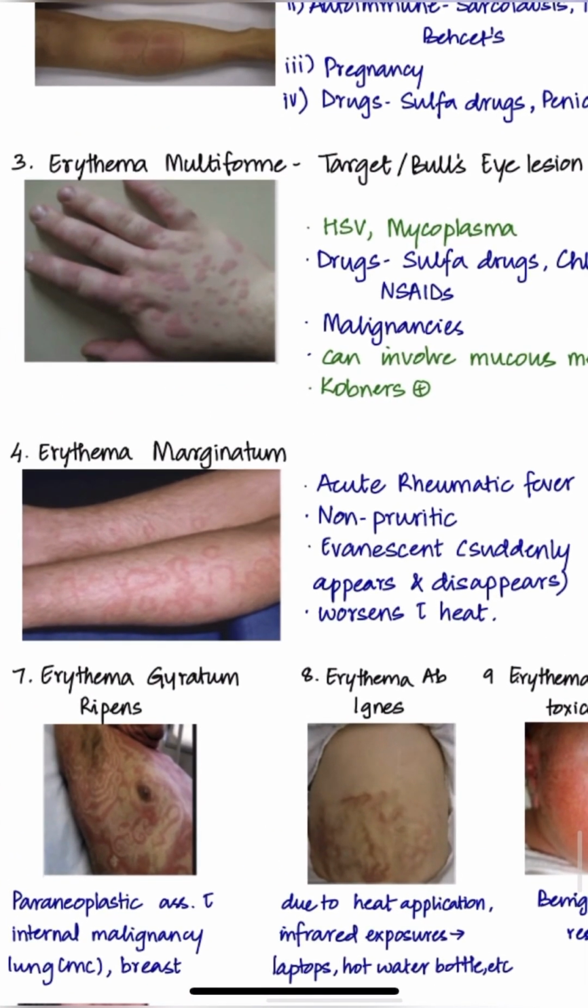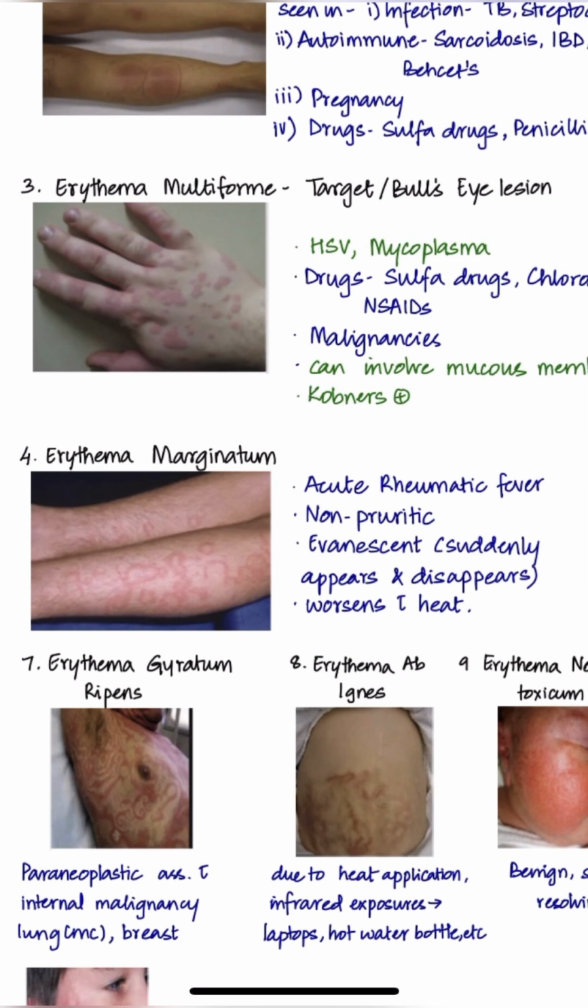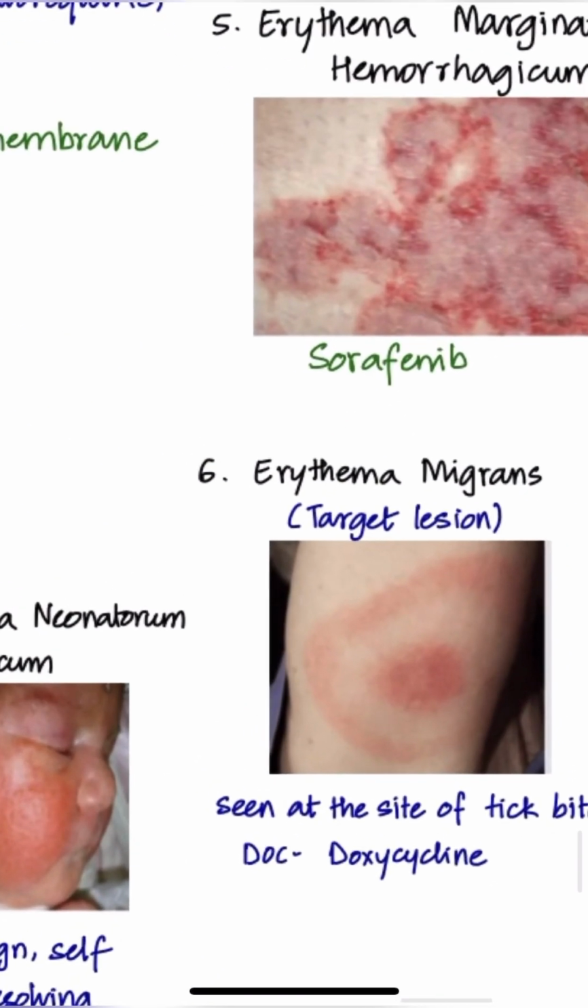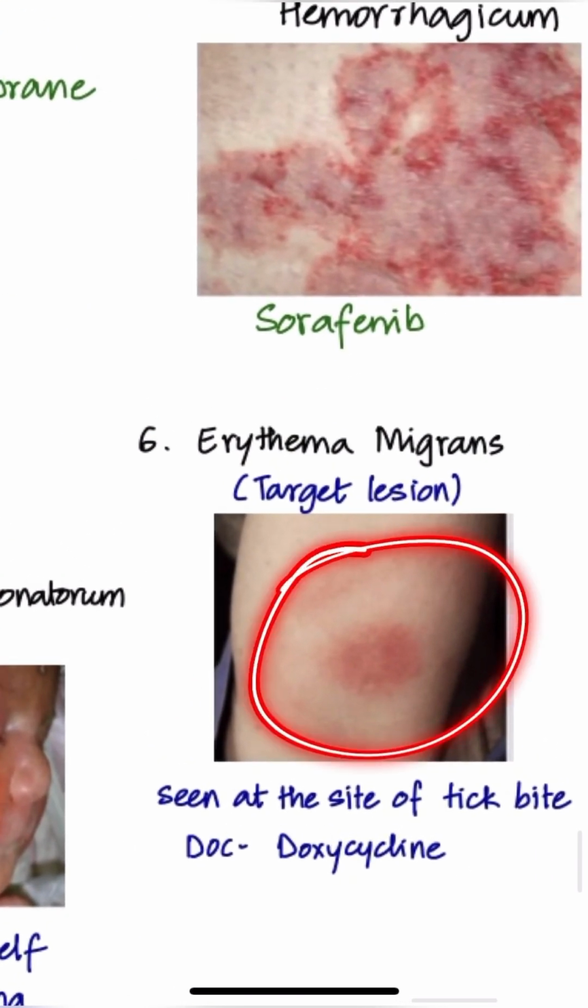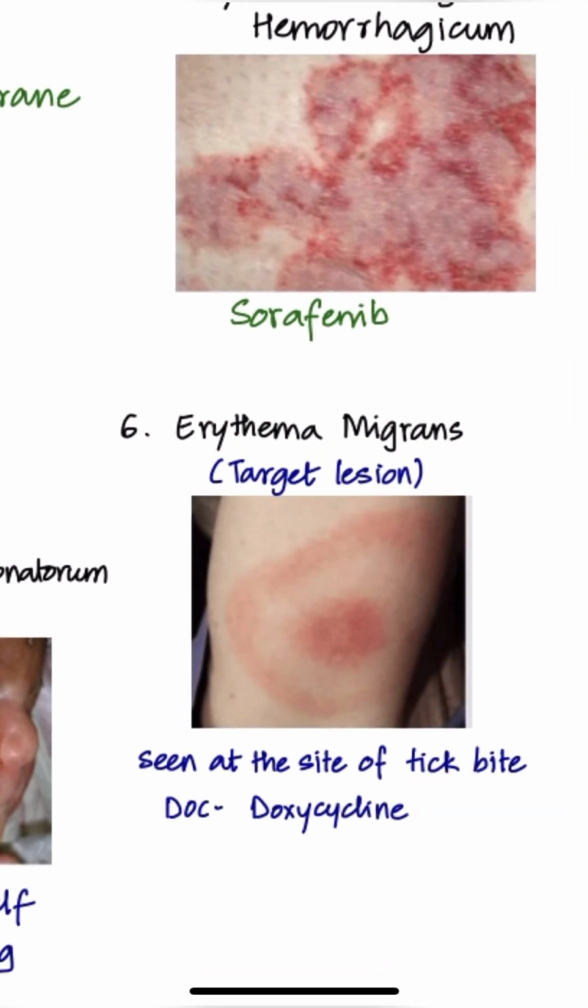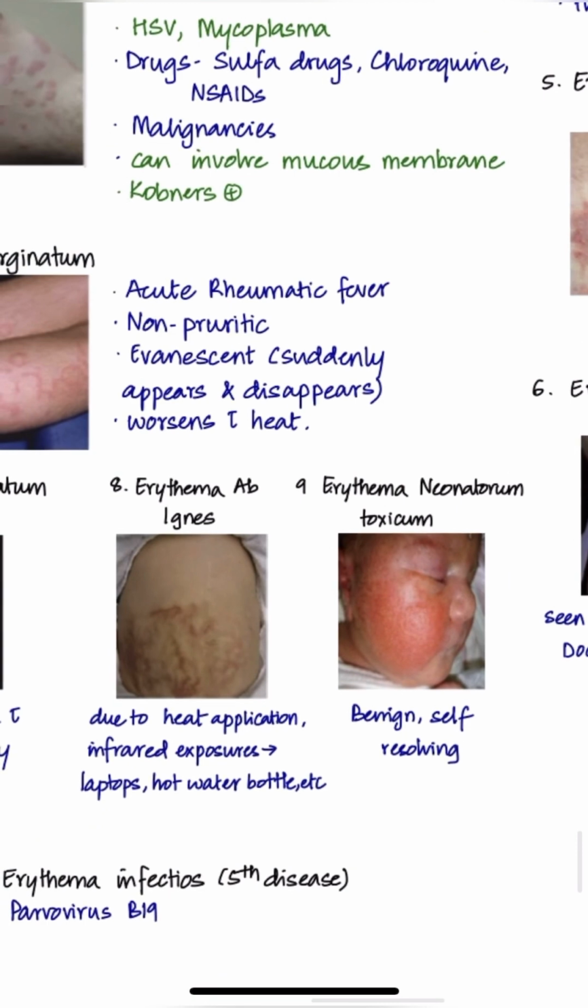Next is erythema marginatum. It is seen with acute rheumatic fever. It is non-pruritic, evanescent, which is suddenly appears and disappears and worsens with heat. Next is erythema marginatum hemorrhagicum. It is due to sorafenib, which is a type of drug. Erythema migrans, target lesion, seen at the site of tick bite. Drug of choice is doxycycline.